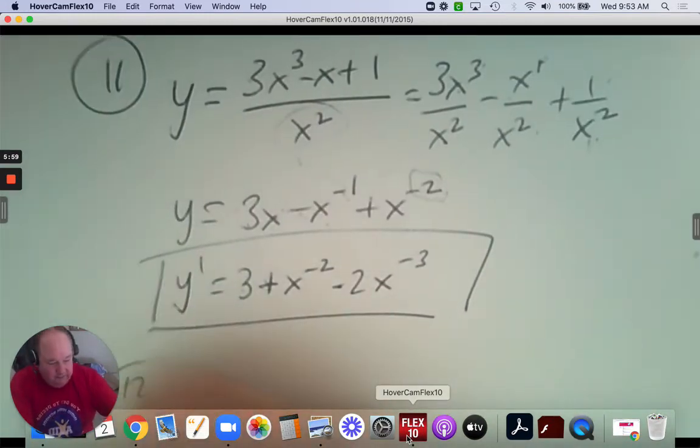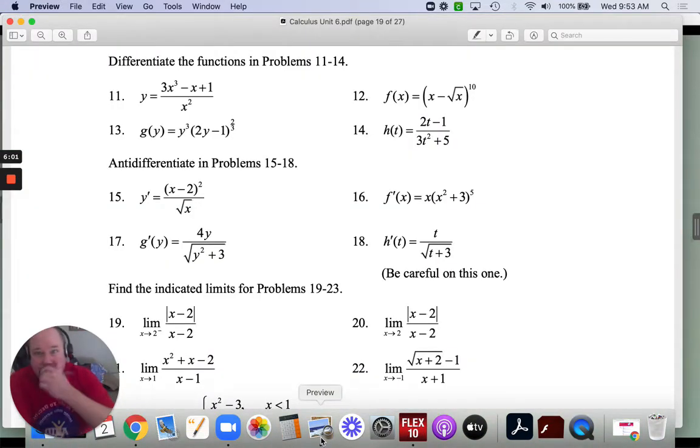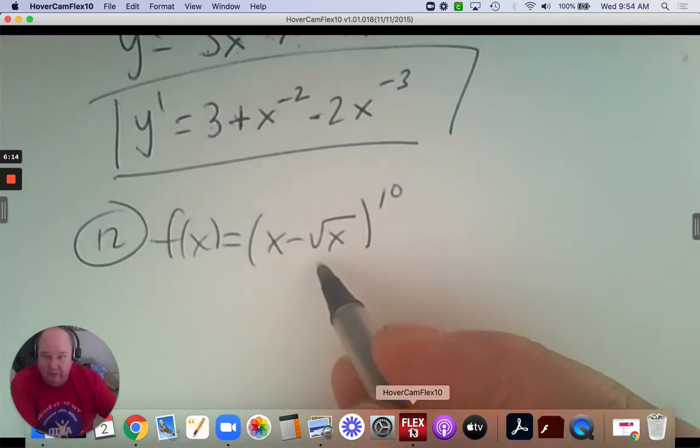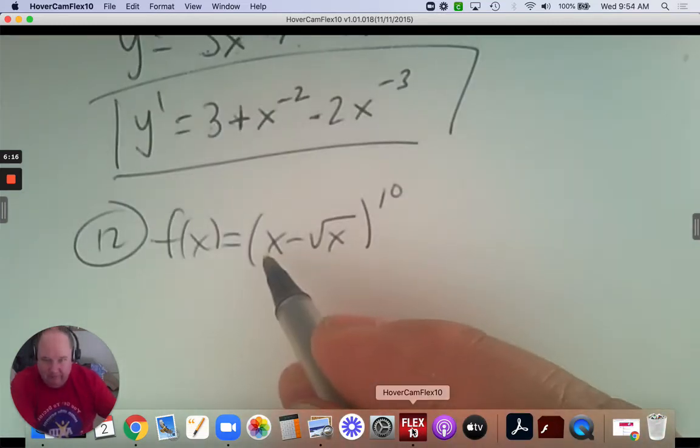Number 12. So again, the best is if you try it first and learn it. And then if you can't, you can't. So can you press pause and take the derivative, or do you need my support to begin with?